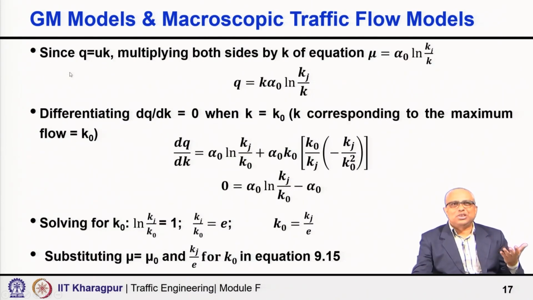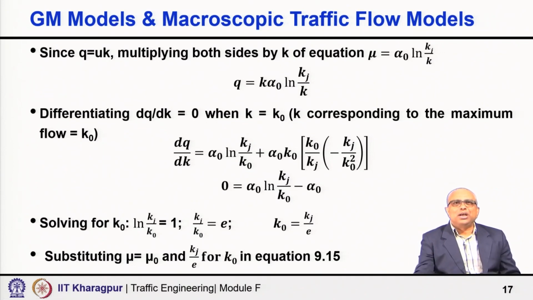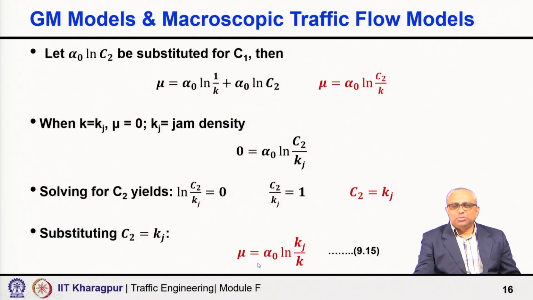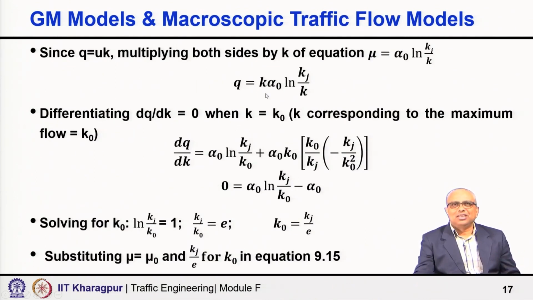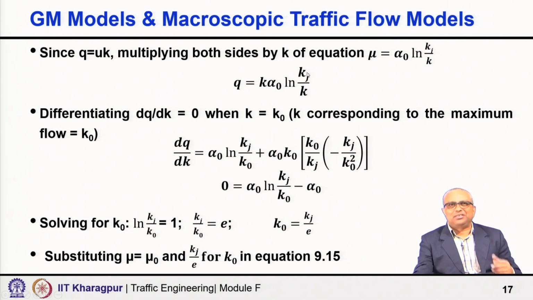What was done? You know, q equal to u k, flow equal to speed into density at the macroscopic level; speed, flow, density are related. So, let us multiply both sides by k. So, k into mu is flow, and here k into alpha_0 ln(k_j by k), same alpha_0, only we have multiplied both sides by k. Now, if we differentiate this flow with respect to k, why? That is where the capacity is, right.